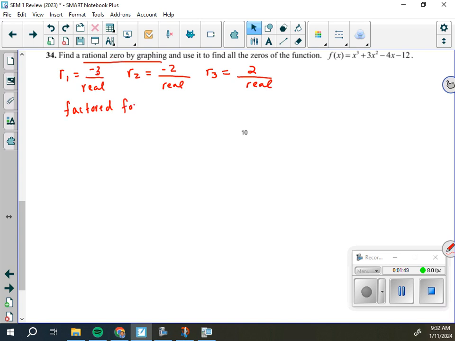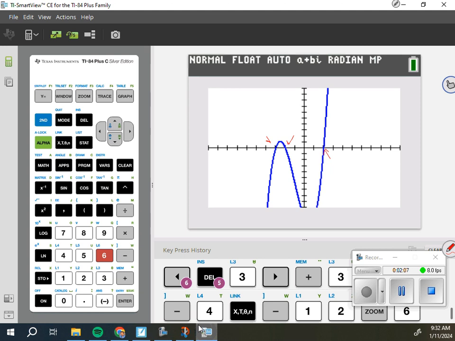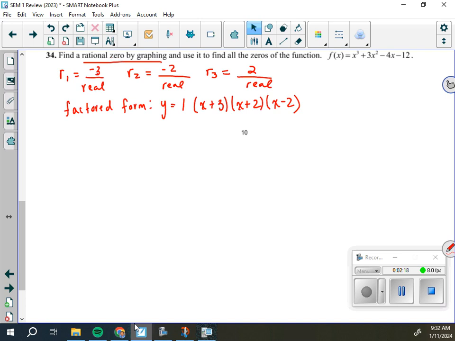Our final factored form. The a value is 1, the leading coefficient, 1x cubed, and we would have an x plus 3, an x plus 2, and an x minus 2. After graphing that function, you can see that we had that root at -3, that root at -2, and that root at +2, which means that in your factored form, all of those signs are going to flip to x plus 3, x plus 2, and x minus 2.